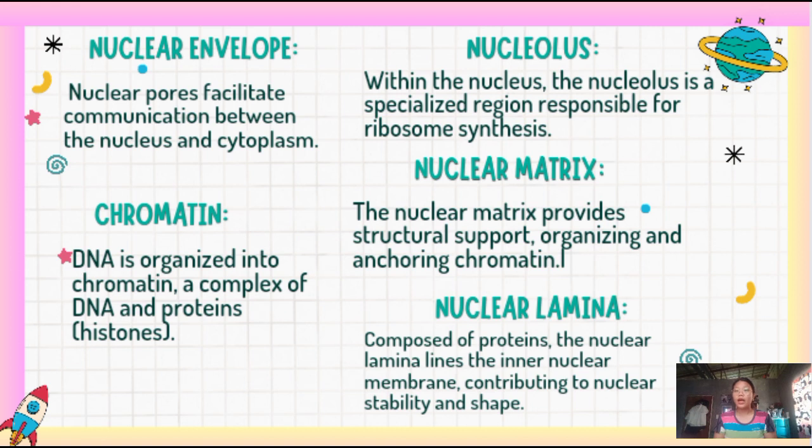The second one is the chromatin. DNA is organized into chromatin, a complex of DNA and protein, or we can say histones. This dynamic structure can be euchromatin, open and active, or heterochromatin, condensed and inactive, regulating gene expression. Nucleolus. The nucleolus is a specialized region responsible for ribosome synthesis. It contains rRNA, or ribosomal RNA, and proteins contributing to cellular protein production.